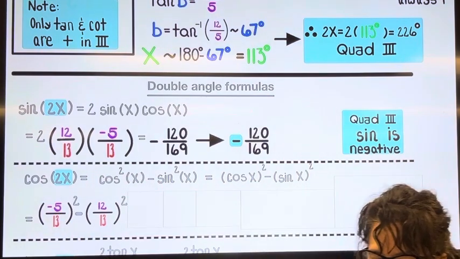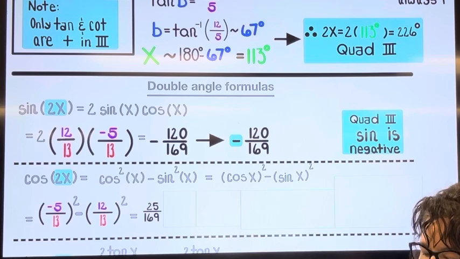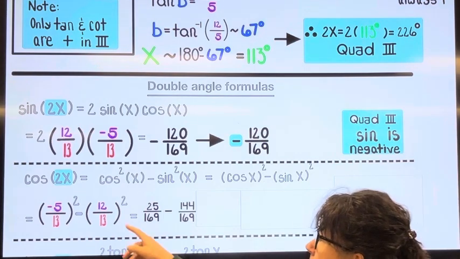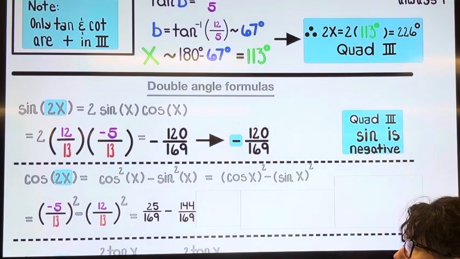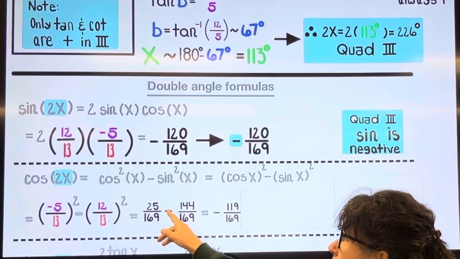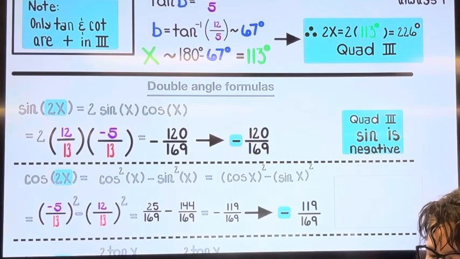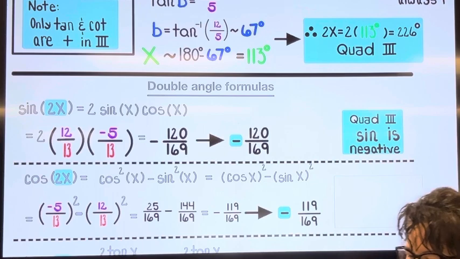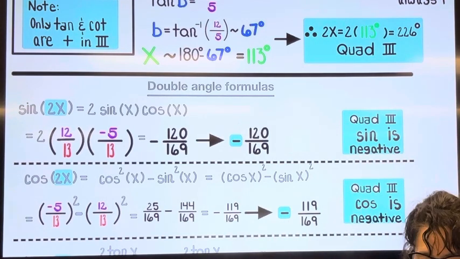Negative 5 over 13 times negative 5 over 13 is 25 over 169. Minus, and 12 over 13 times 12 over 13 is 144 over 169. We have a common denominator, so I can combine that. 25 minus 144 is negative 119 over the 169. And then emphasizing one more time, we are in quadrant 3, so I was expecting the answer to be negative.